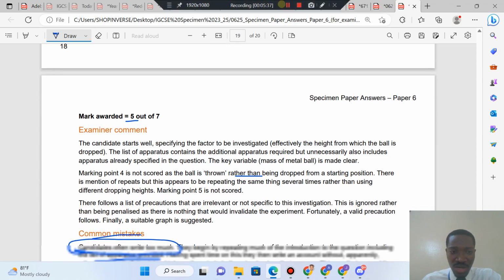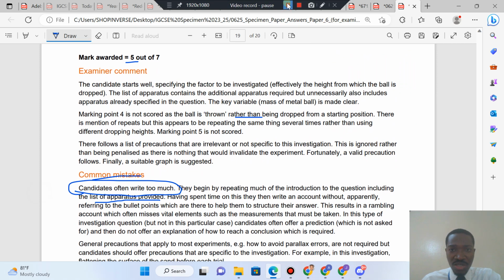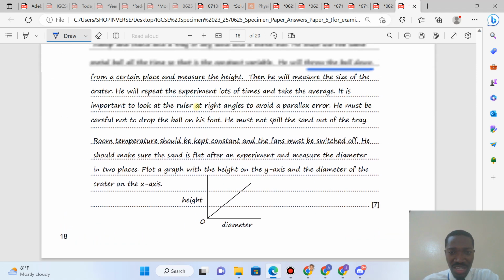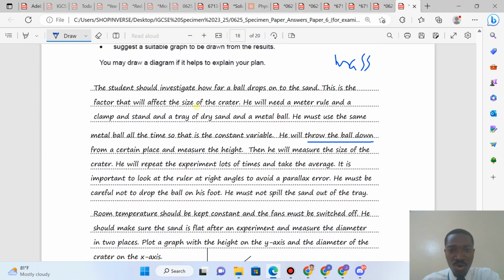Now let's look at the examiner's comment on the student's response. So I've highlighted some points. This page says mark 4 points is not scored. Let's start here. This candidate starts well, of course, that is a very good thing. The list of apparatus contains additional apparatus that is unnecessary. It also includes apparatus already specified in the question.